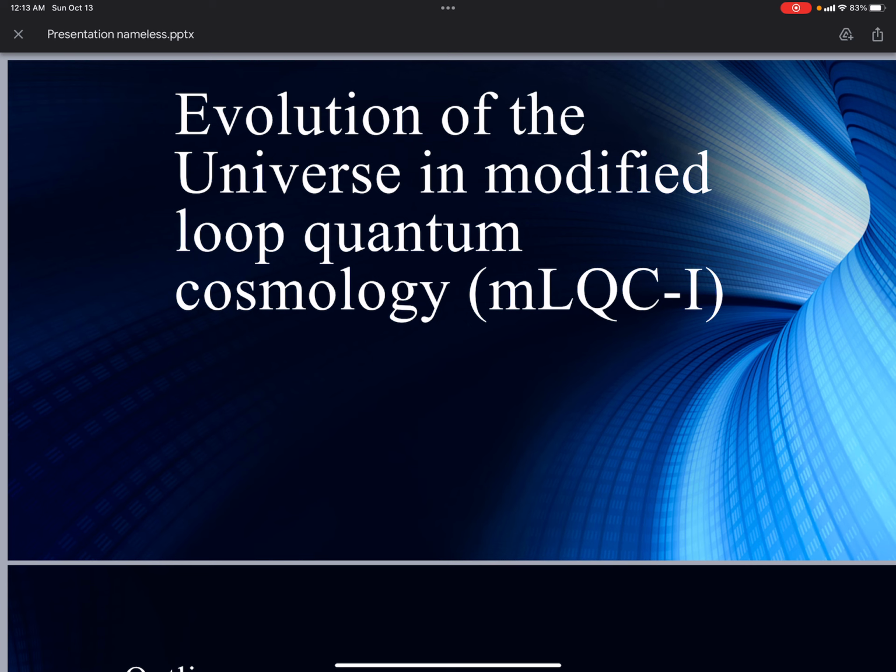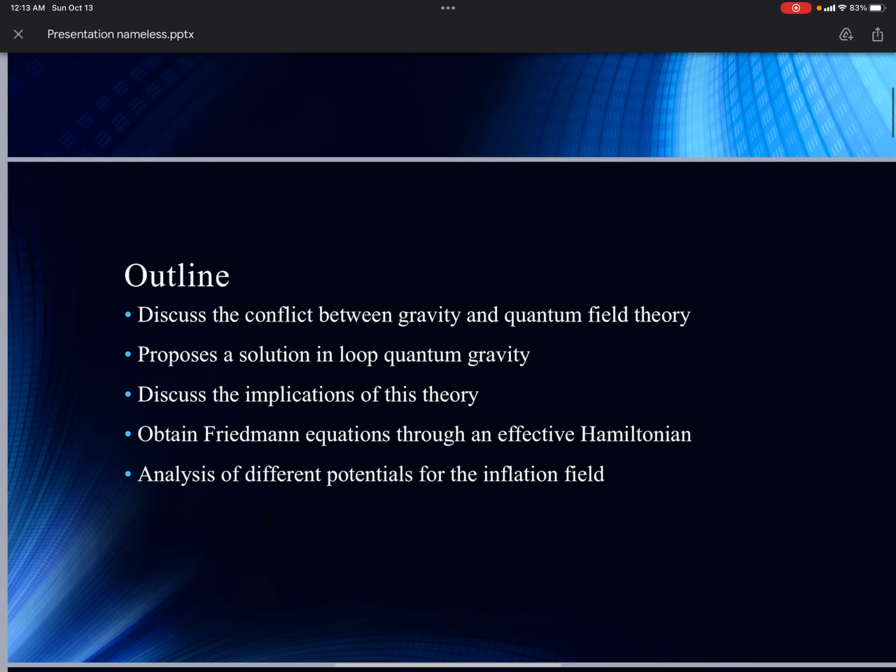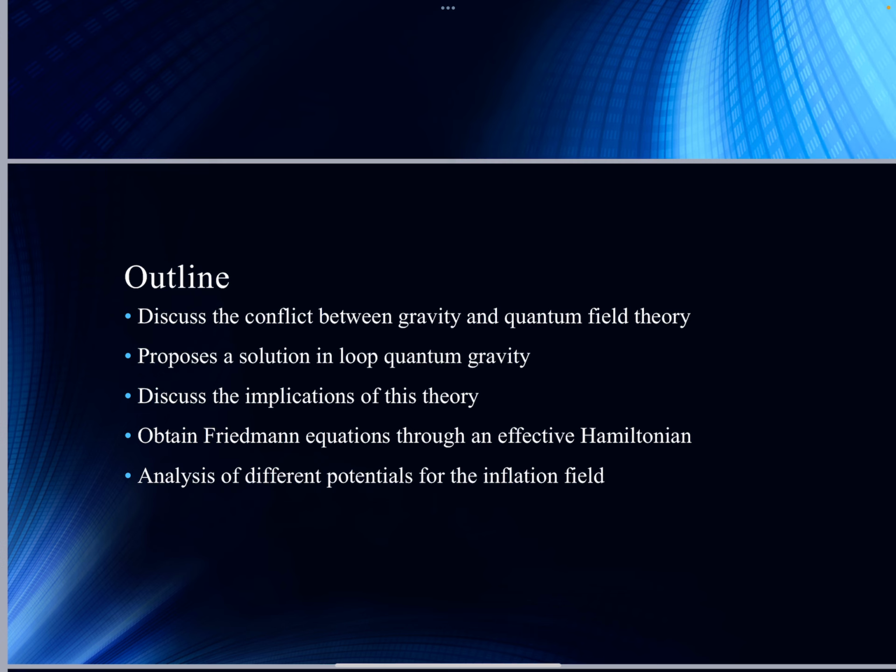So my talk is on evolution of the universe and modified loop quantum cosmology. And I'm just going to give a quick outline of what will be discussed here. So we're going to start by talking about gravity, talking about quantum field theory, and talking about some problems when you try to combine the two. Then we're going to present a solution to this problem in the form of loop quantum gravity. We'll talk a little bit about what that is, and we'll also talk about the implications of what the theory says, what it means, and how we can apply it to a particular situation.